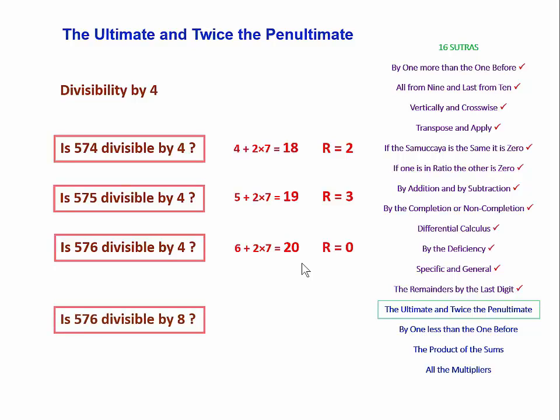And this can be extended to divisibility by other powers of 2. For example, if you want to know if this is divisible by 8, we take the last figure, the ultimate, the 6, twice the 7, and 4 times the 5. So you have 6, twice 7, and 4 times 5 comes to 40. 8 divides into 40, therefore 8 divides into 576. And the same applies here if we had ended up with 41, which it would be if we had 577. We could say that the remainder is 1, because once we've thrown out all the 8s we're left with 1.